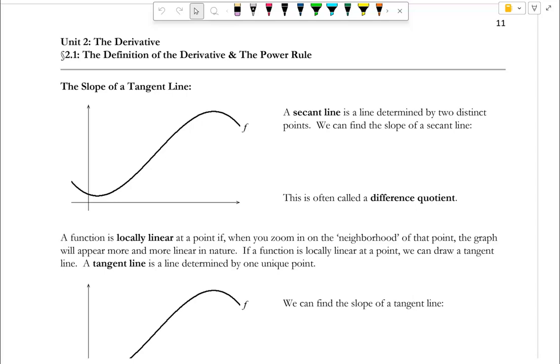In Unit 2, we are going to learn about the derivative. And the derivative is one of the most fundamental ideas that we're going to learn about in all of calculus. And so our goal for today is just understanding what is a derivative and how do we find it.